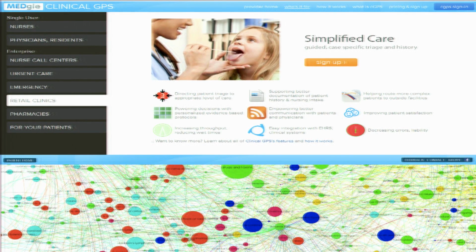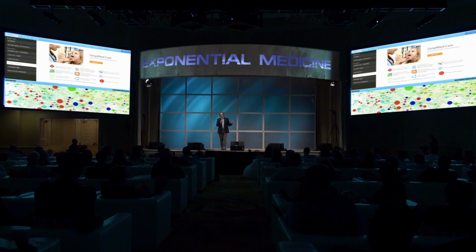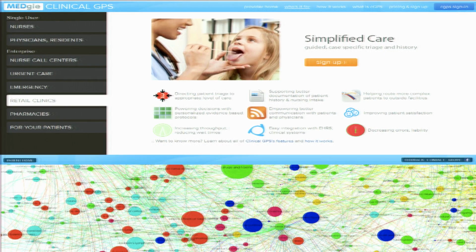This is a system called MedGo, a clinical GPS system that navigates a patient from a state of unwellness or sickness to a state of health. It uses over 100 million medical data points. It has 3,000 diagnostic categories and over 6,000 drug categories that it can choose from. It curates over 100 different AI techniques, and it provides this service not just to physicians, but to physicians' assistants, nurses, and yes, even patients.